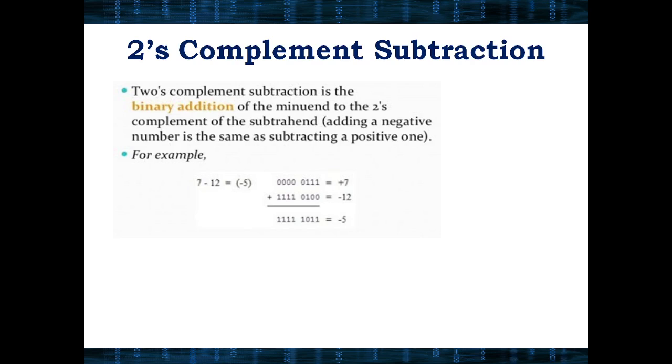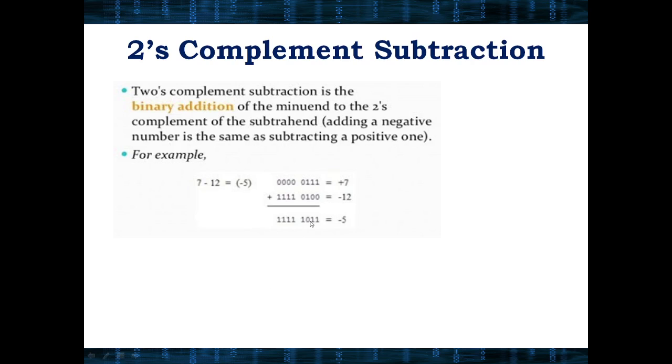For example, 7 minus 12, that means minus 5. Here 7 is a positive number, so take it as it is. We are taking the 8-bit format. Then here it is minus 12. For minus 12, we take the 2's complement of plus 12: take plus 12, take the 1's complement, and add 1 to it. That becomes the 2's complement, which is nothing but minus 12. Then add it to the first operand, plus 7, and you will get this answer.